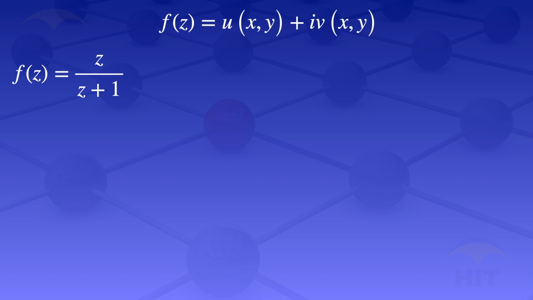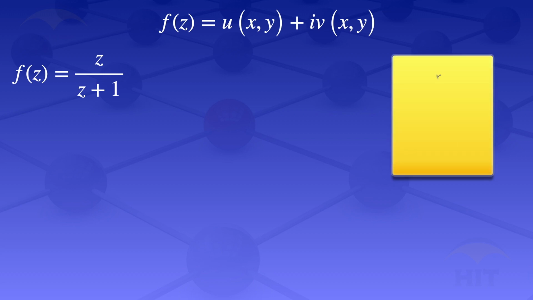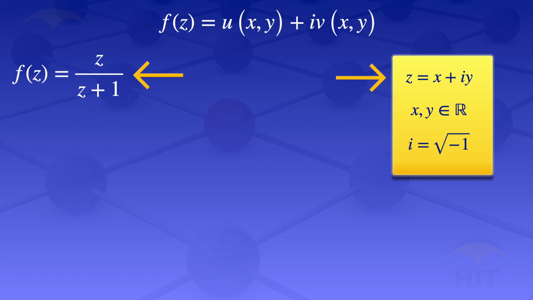A complex number z is a number of the form z = x + iy, where x and y are real numbers and i is the square root of minus 1. So put this z into this function. We would have (x + iy) divided by (x + iy + 1).